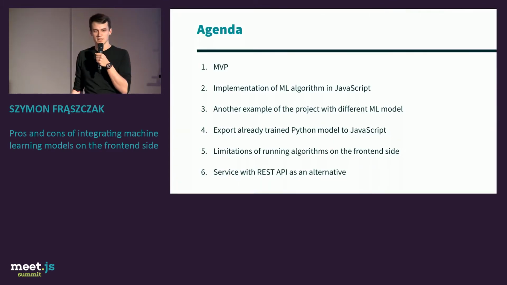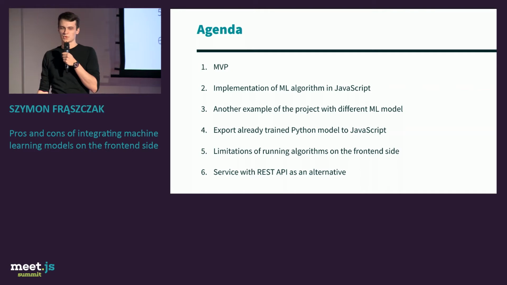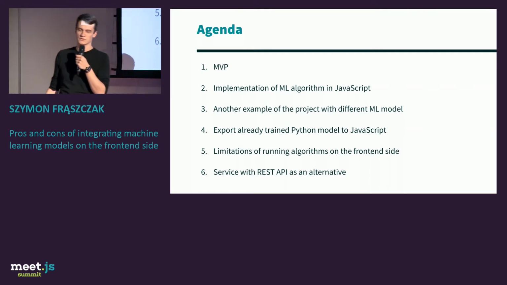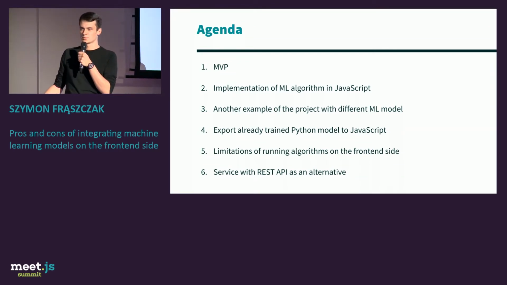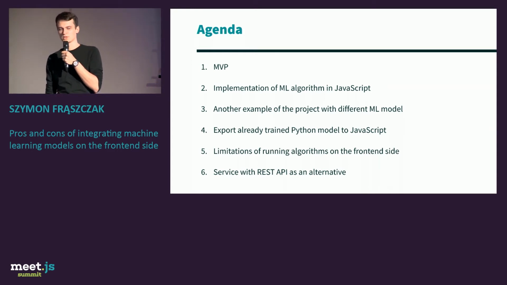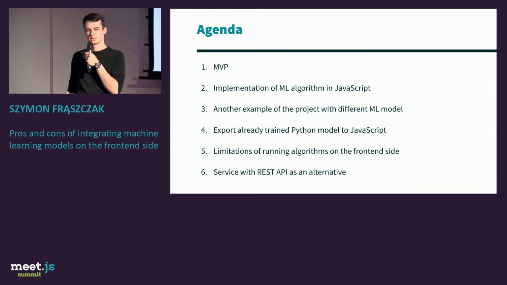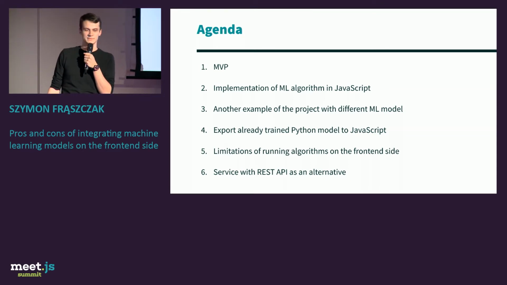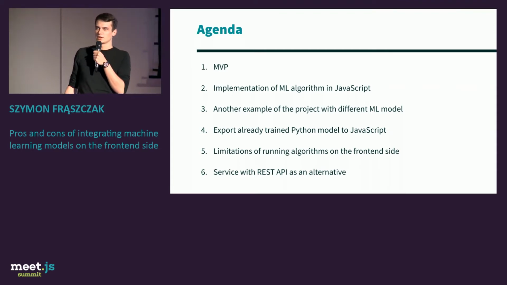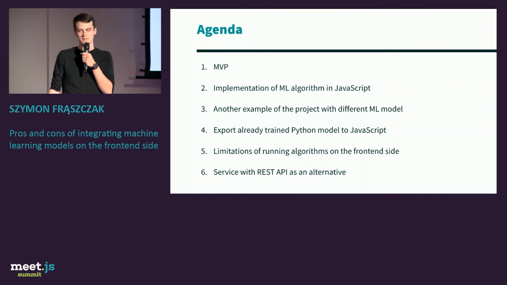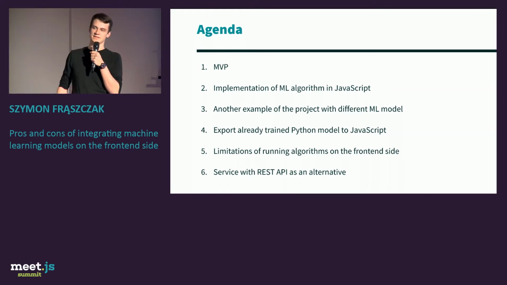Here you can see the agenda. So at the beginning, I would like to shortly describe our minimum viable product. Then I will move to the implementation of a machine learning algorithm in JavaScript. After that, I will move to another project where we use a different type of machine learning algorithm. And I will show how to export an already trained Python model to JavaScript. Afterwards, I will point out all limitations of running algorithms on the front-end side. And in the end, I would like to show you the alternative, which is the service with REST API.